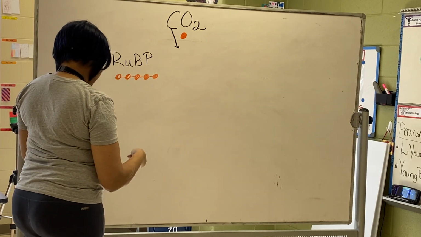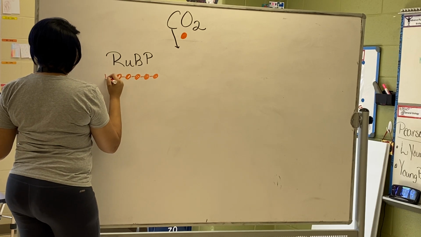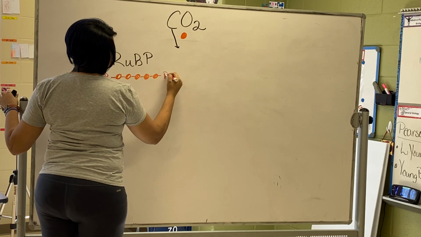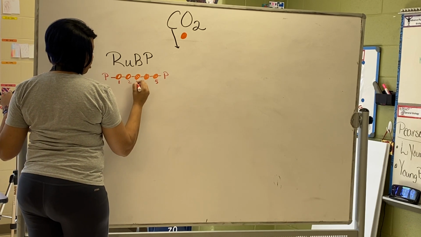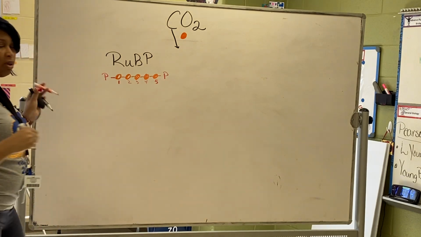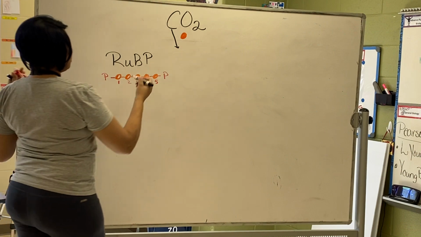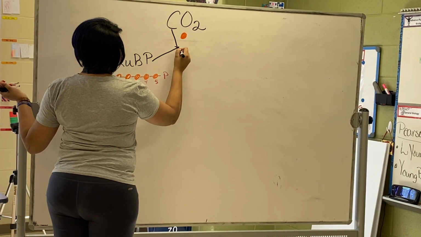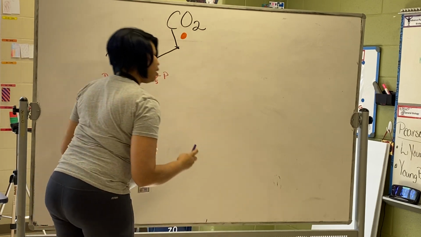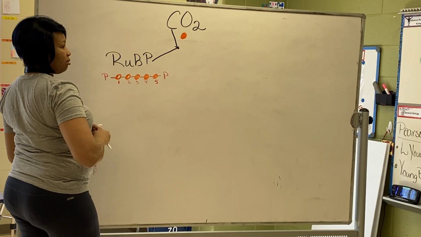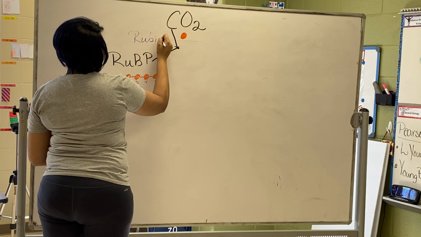And it has 2 phosphate groups attached to it. There's a phosphate group on the number 1 carbon and a phosphate group on the number 5 carbon. There's 5 carbons, right? All right, now these two bond together, and this reaction is catalyzed by an enzyme called Rubisco. Must know this enzyme. This enzyme is Rubisco.